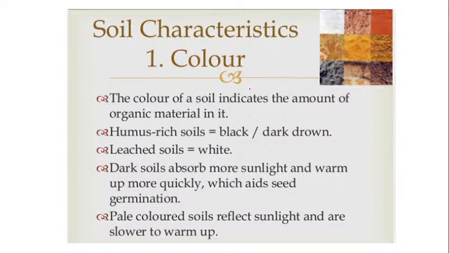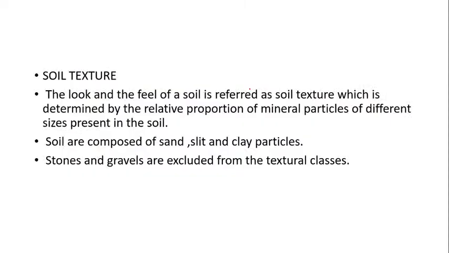Leached soils it is white in color. Then dark soil will absorb more sunlight. Like humus rich soil will absorb more sunlight and warm up more quickly. അപ്പം അതുകൊണ്ടാണ് നമ്മൾ dark colored soil is preferred for planting purposes or for the germination of seeds. Humus rich ആയിട്ടുള്ള soil ആണ് usually you grow plants. അപ്പോൾ അത്തരം സോയിലിലെ പ്രത്യേകത ഒന്ന് ന്യൂട്രിയന്റ് റിച്ച് ആയിരിക്കും, രണ്ട് ഡാർക്ക് കളർ ആയതുകൊണ്ട് it will absorb more sunlight and as a result the seeds will germinate fast. The pale colored soil will reflect sunlight and are slower to warm up.